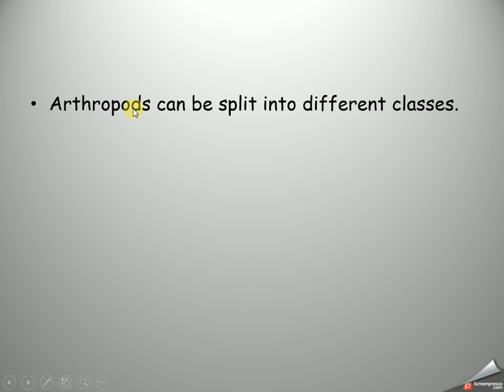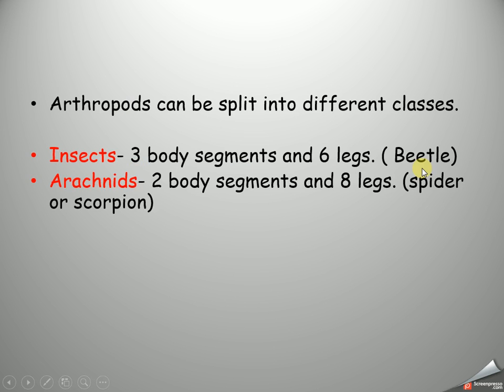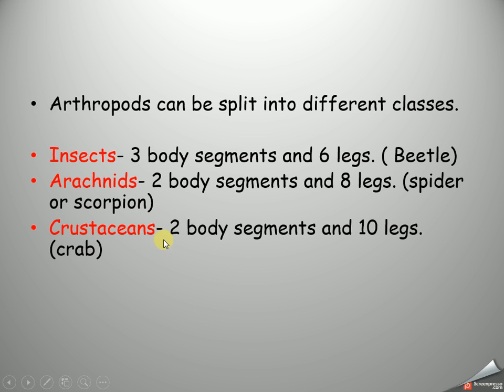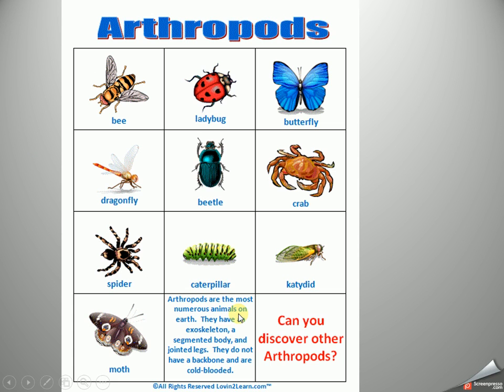Now arthropods. Arthropods can be split into different classes. Those are insects. You know something's an insect when it has three body segments and six legs, like a beetle. Arachnids have two body segments and eight legs, like a spider or a scorpion. So if you see a picture of either of those, you know it's an arachnid. Then there are crustaceans, two body segments and ten legs, like a crab or a lobster. And myriapods, two body segments and lots of legs, a little bit like a millipede or a centipede. So this is a picture of what they will look like.